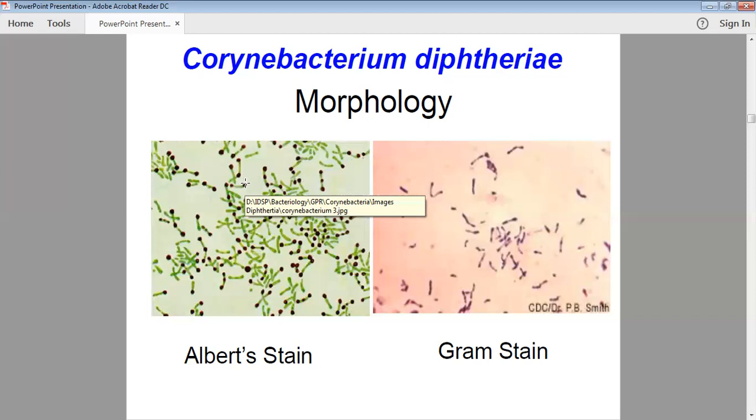Another important point is the Chinese letter pattern or cuneiform arrangement. They arrange in V, T, L, and M shapes. They attach to each other at the ends. So these two properties are used to diagnose the case when we suspect pharyngitis. So this is the morphology of the bacteria.